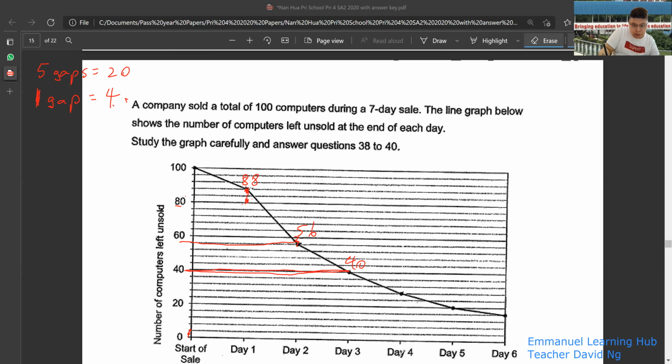Day 3, yes. Day 4? Day 4 will be 20 plus how many? 2 gaps. 26. 28. Each gap is 4. Oh, two gaps, what? 2 gaps is 8, right? So it's 28. Day 5? Day 5 is exactly 20. Can you see? Yes.